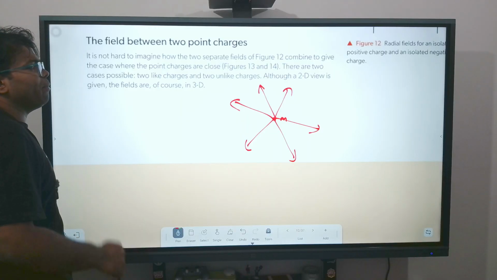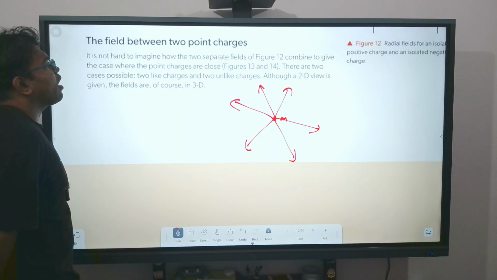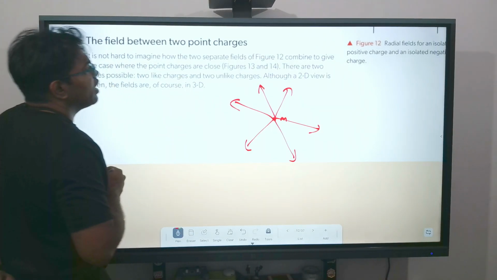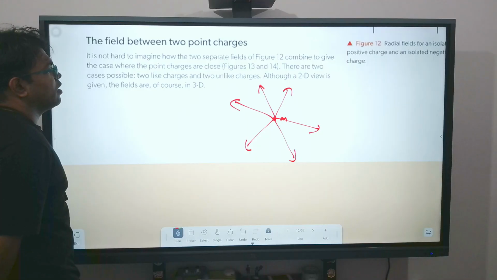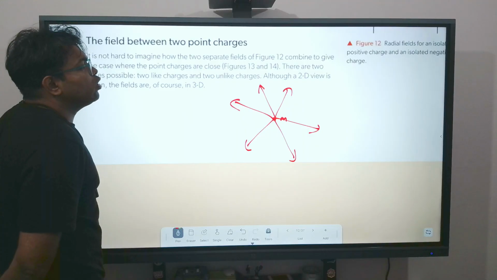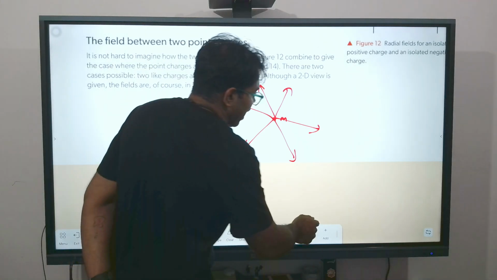The field between two point charges. It is not hard to imagine how the two separated fields of figure 12 combine to give the case where the point charges are close. There are two cases possible: two like charges and two unlike charges. Although a 2D view is given, the fields are of course in three dimensions.